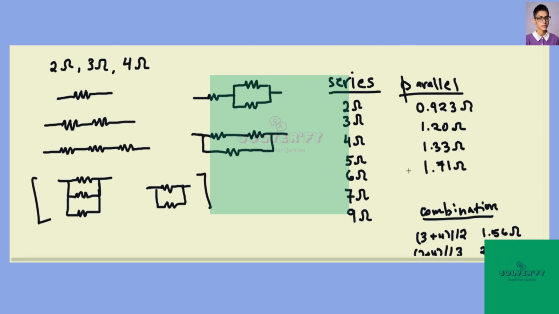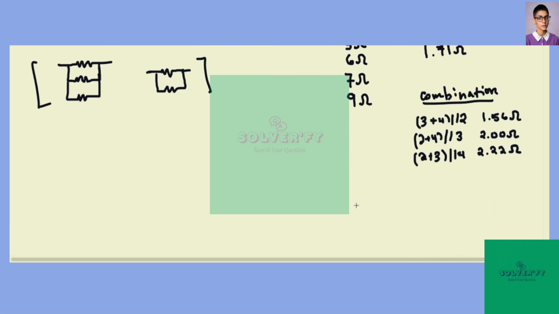And finally, we'll look at this last combination where we have 2 resistors in parallel and then in series with the third. We find that if we take the 2 ohm resistor in series with the 3 and the 4 ohm resistor in parallel, we'll have an equivalent resistance of 3.71 ohms.